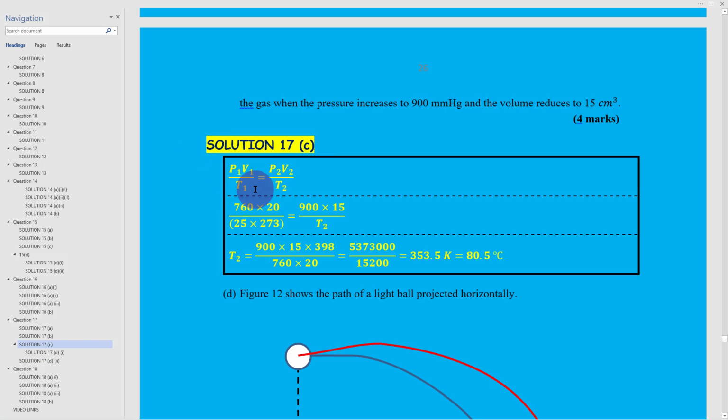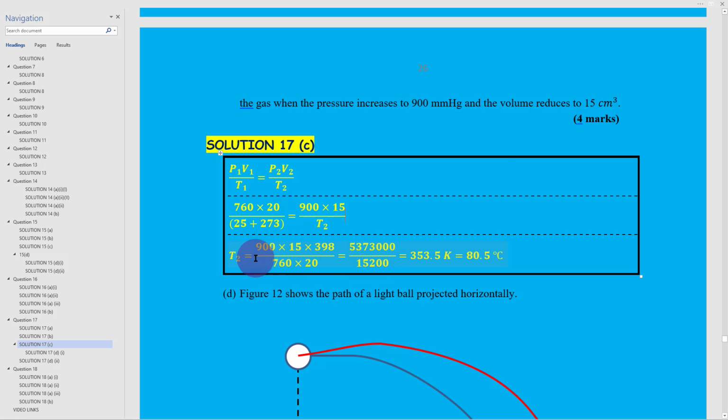The only thing that you've got to be careful about here is to ensure that temperature is in Kelvin. When you use P1V1 over T1 equals P2V2 over T2, you have to ensure that this temperature of 25 degrees Celsius is in Kelvin. And that is what I have done over here. Of course, this one should not have been multiplication. It should have been a plus sign, because here I'm trying to convey the fact that I'm converting 25 degrees Celsius into Kelvin.